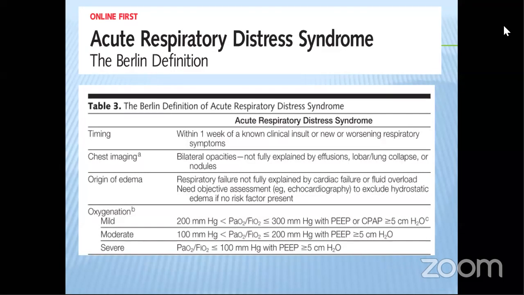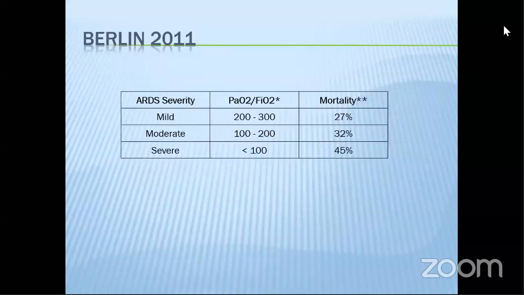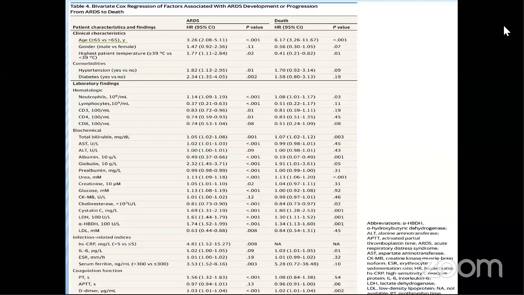Second, they classify ARDS into mild, moderate, and severe according to the PF ratio. Mild ARDS, PF ratio between 200 and 300. Moderate, between 100 and 200, and severe ARDS if the PF ratio is less than 100. And it is correlated with mortality. Patients with severe ARDS of course have higher mortality than patients with moderate ARDS, and of course less mortality with patients who have mild ARDS. This is one of the studies published last month, of 200 patients in Wuhan, in China.